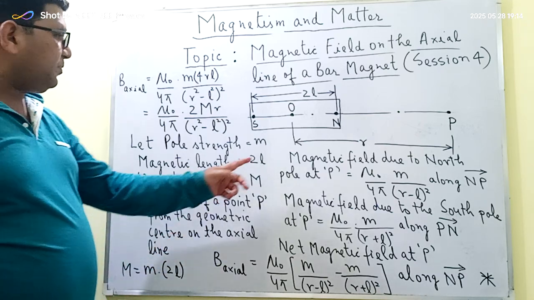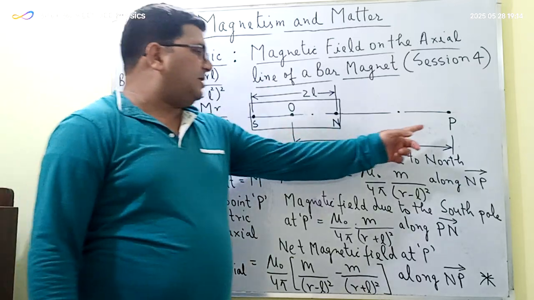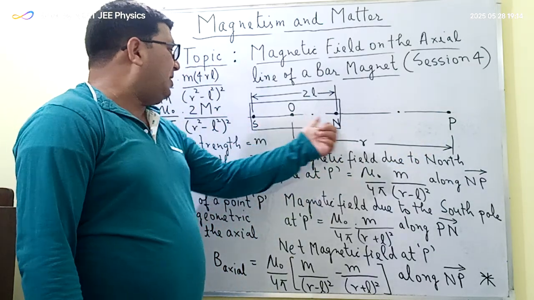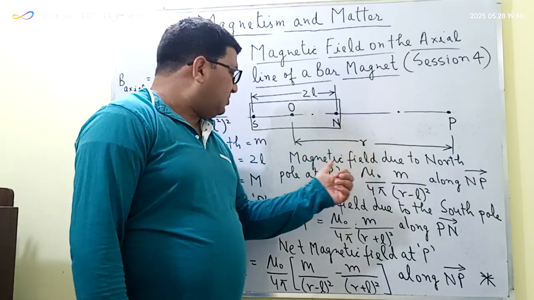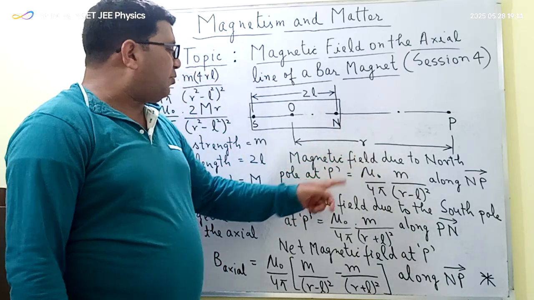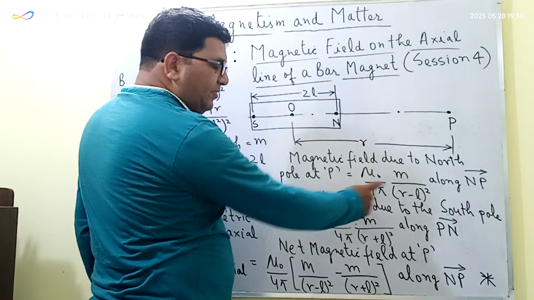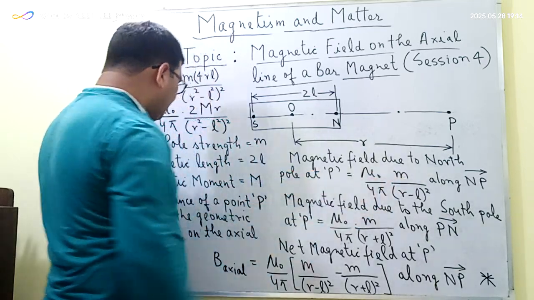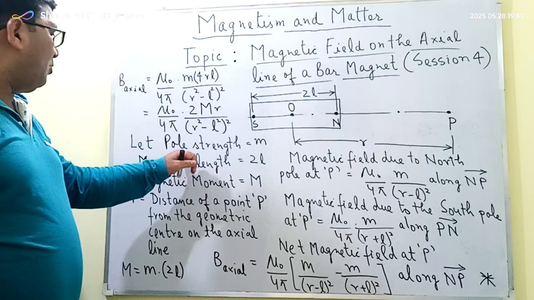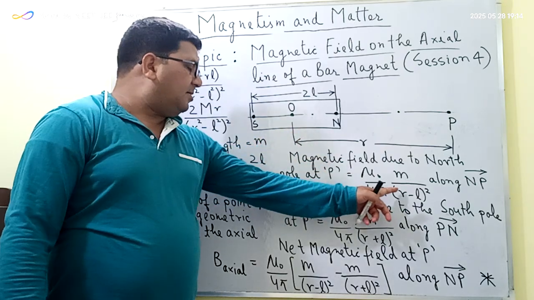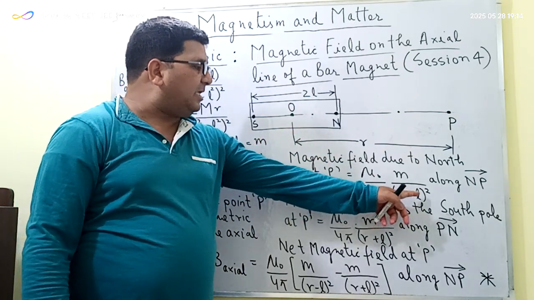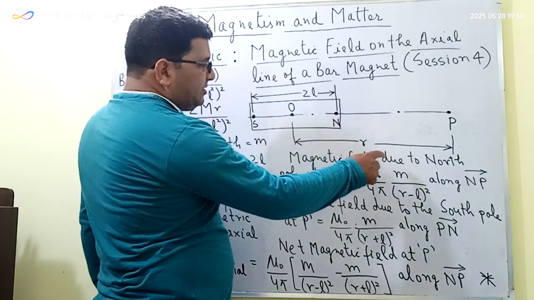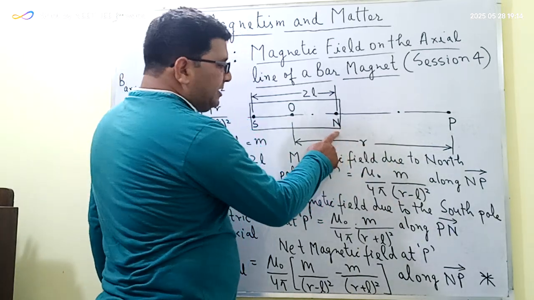Now at this point P, the magnetic field will be because of this south pole and because of this north pole. The magnetic field due to the north pole at this point P, this is the formula which I have used. This is equal to mu naught upon 4 pi into m, where m is the pole strength, divided by (r minus l) whole square, where r minus l is basically the distance between the point and the north pole.